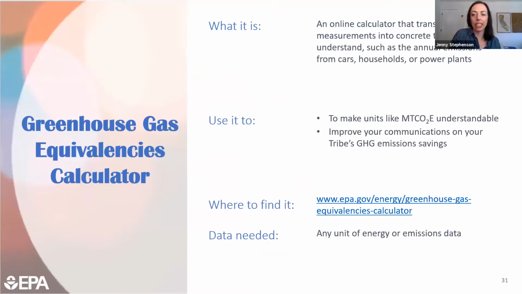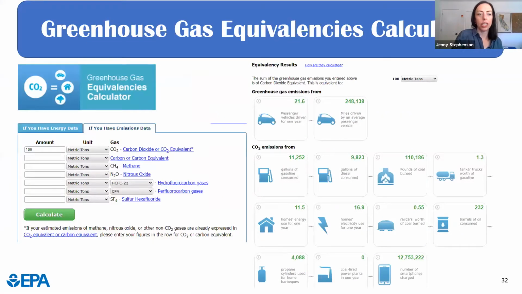Here's where to find it. Or you can just Google search EPA greenhouse gas equivalency calculator, and it has both the energy and the emissions data. So you can see on the left-hand side, there's a tab if you have energy data, like BTUs or kilowatt hours. You can enter that in, and then today I focused on the emissions data. So depending on what emissions data you have, it will translate it into these more relatable units.